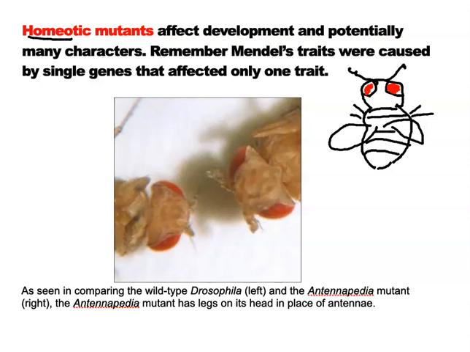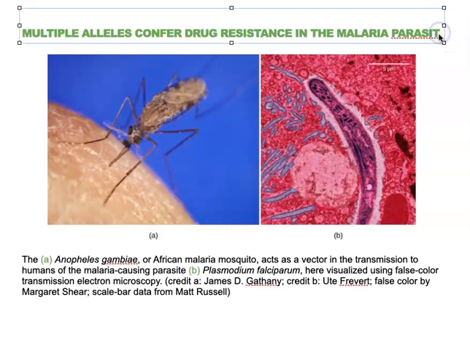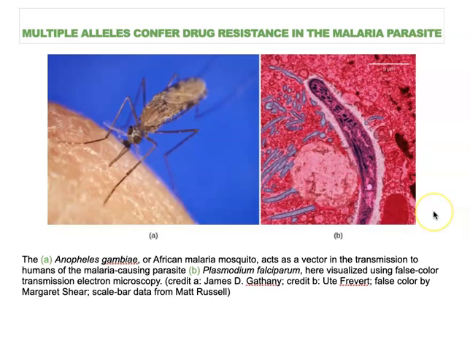We think of something simple here. Well, it's actually not simple at all. Alleles for drug resistance inside the malaria parasite. Sorry about that, guys, put an E there. The mutation that's found here, for here's Anopheles, or African malarial mosquito, what it's doing, of course, is transmitting the malaria-causing parasite into the human.